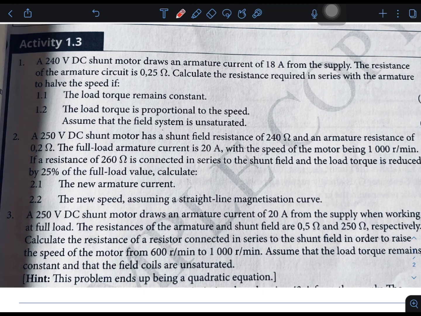Now that we have talked about a shunt motor and I have shown you the different scenarios, we can start to attempt a question. A 240 volt DC shunt motor. It is important to know which type of motor you are talking about. It draws an armature current. Notice they are being specific there. That is an armature current, not a load current, of 18 amps from the supply.